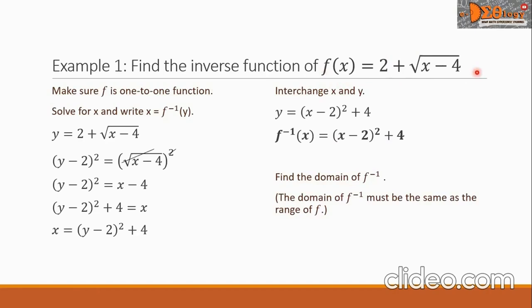For the radical, the permissible value is from 0 to positive infinity. So it means to say, if the radical is 0, the value of f of x will start from 2, and it will increase when the radical is increasing. So the range of this function starts with 2 and goes to positive infinity.